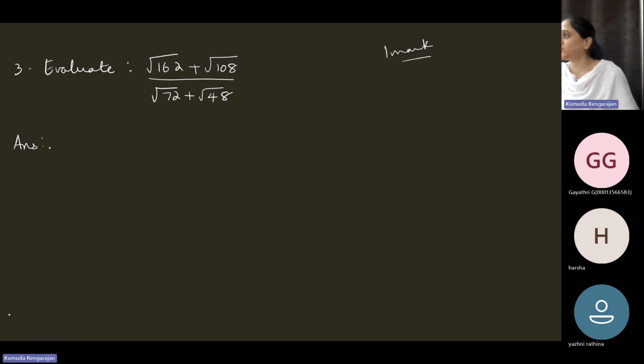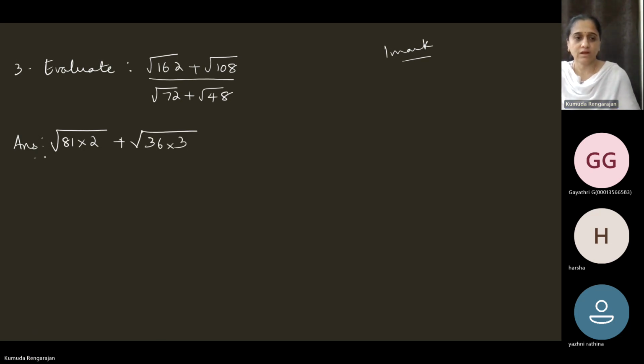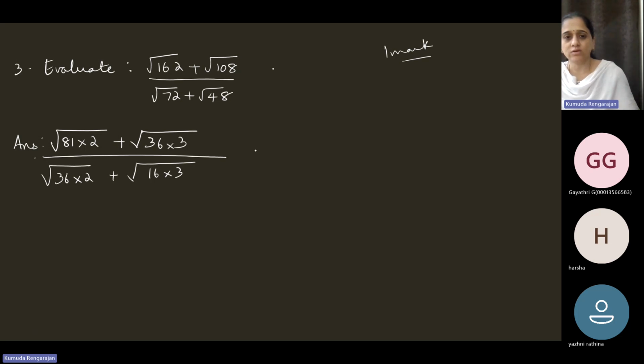So you need to find the prime factors of 162, or an easier method is 162 is 81 into 2. So you find the prime factors. Okay, and this is 36 into 3, and this is 36 into 2, and this is 16 into 3. See, you can do it like this.